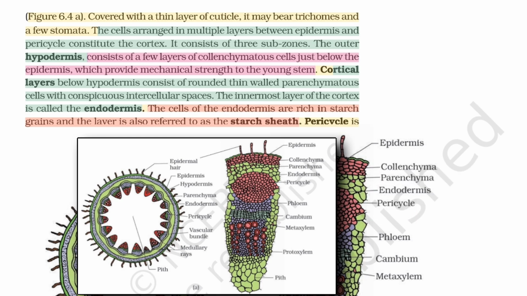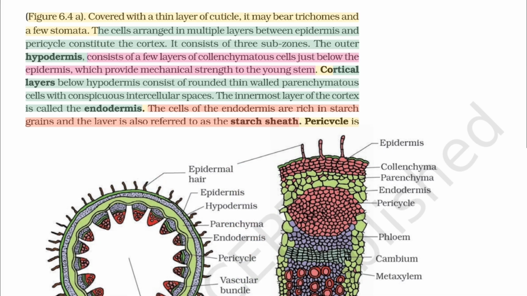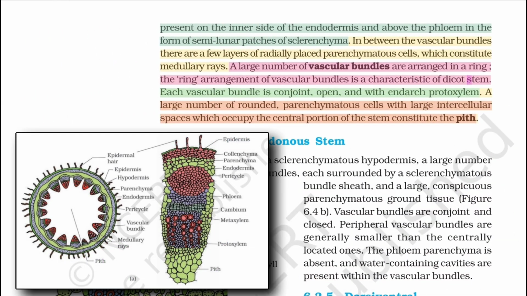The outer hypodermis consists of a few layers of collenchymatous cells just below the epidermis, which provide mechanical strength to the young stem. Cortical layers below the hypodermis consist of rounded thin-walled parenchymatous cells with conspicuous intercellular spaces. The innermost layer of the cortex is called the endodermis. The cells of the endodermis are rich in starch grains, and the layer is also referred to as the starch sheath.